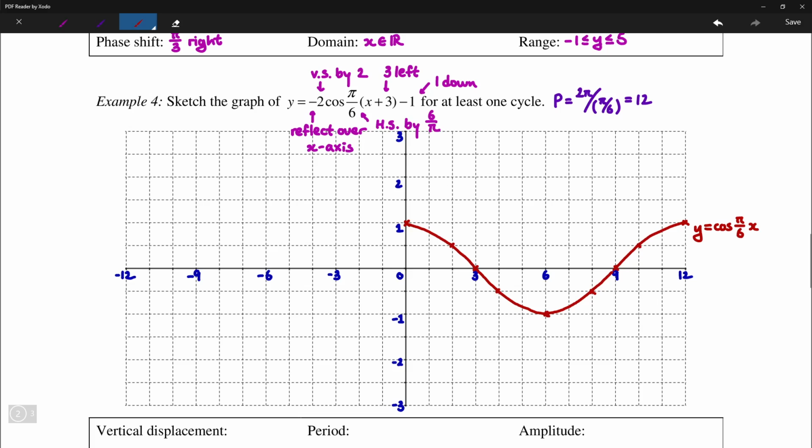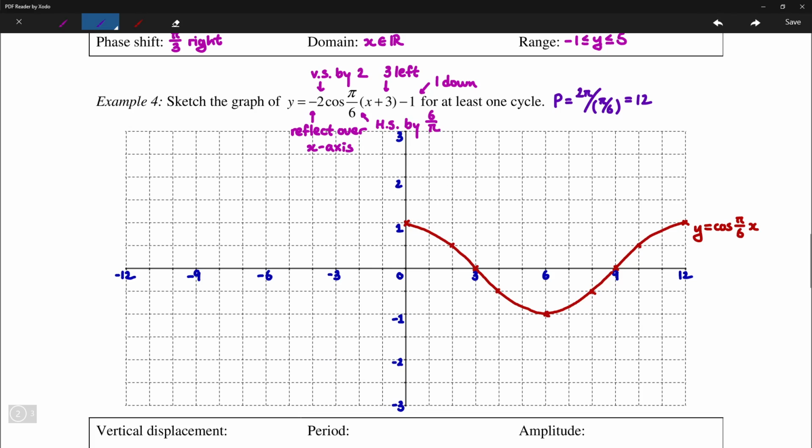Okay, so this is our y equals cosine pi over 6x function, which means now all we need to do is to take care of the reflection, the vertical stretch, and then the two translations. Let's consider this first point here, (0, 1). So the point (0, 1) is going to be reflected to (0, -1). It will be expanded to (0, -2), and then move 3 spaces to the left, and then 1 more space down. So it's actually going to end up at (-3, -3).